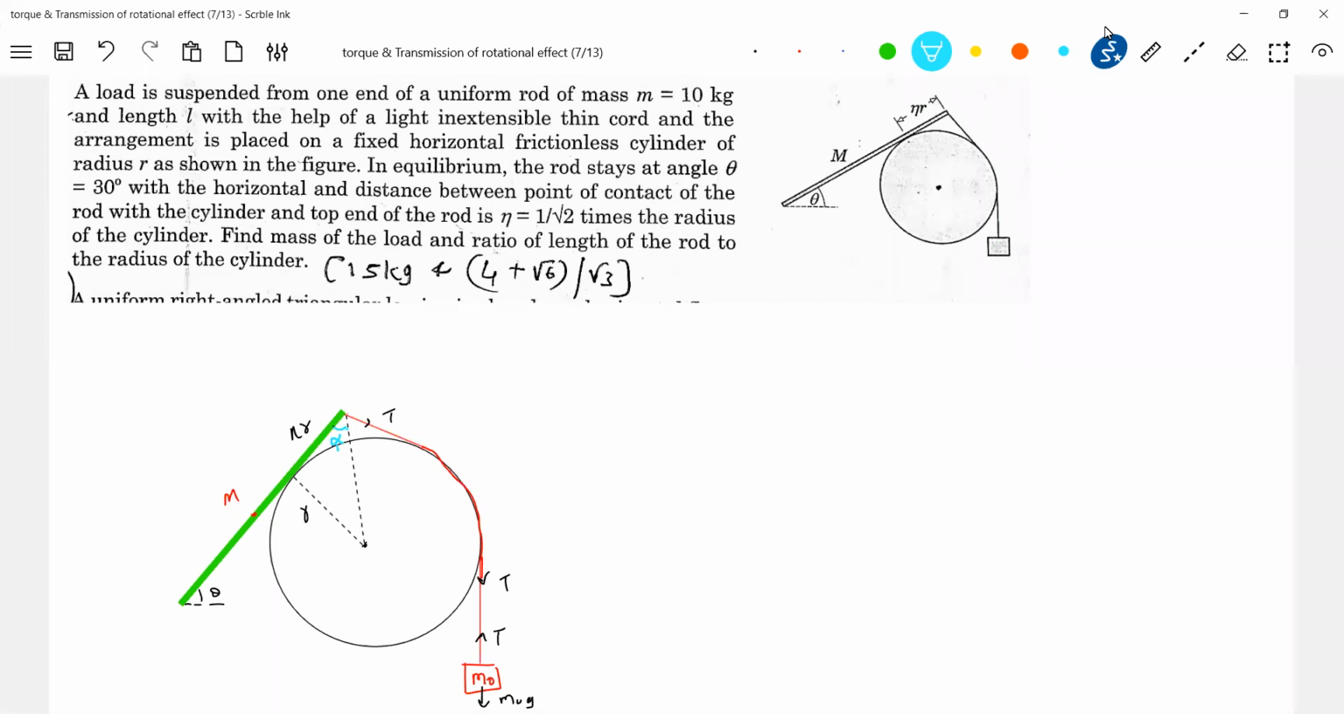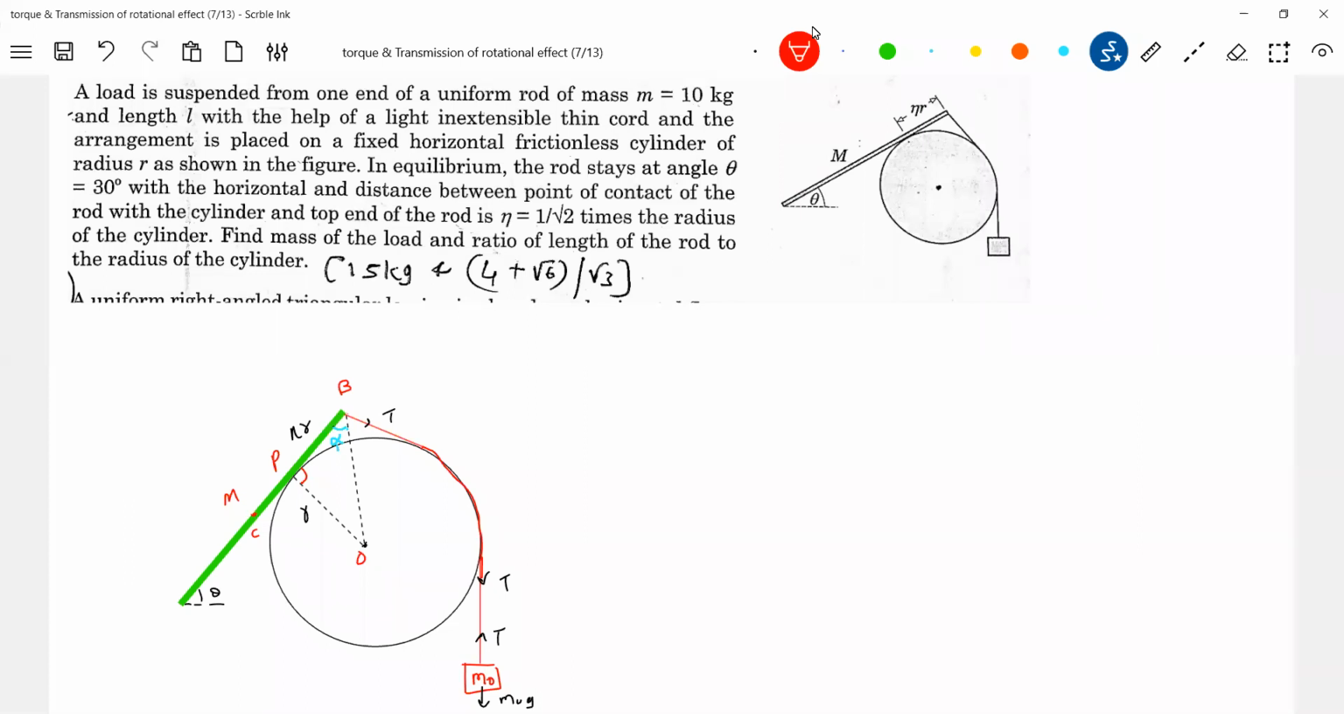Will this be perpendicular? Shall I draw the perpendicular here? It must be, no? So let me take this as O, this as B, and call this P. The center of mass of the rod, let it be C. Now, we have one triangle.